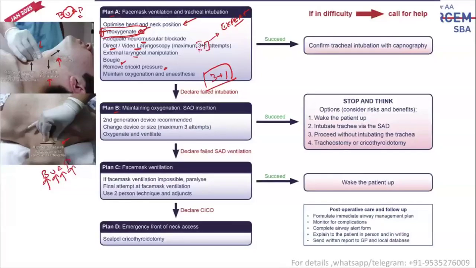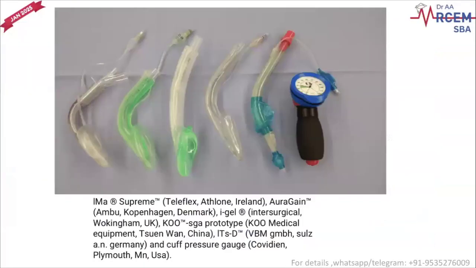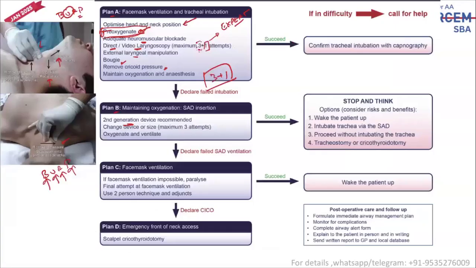In Plan B, it is recommended you use second generation devices. What are the second generation devices? These are the second generation supraglottic airway devices. The preferred one is the middle one, which is known as the i-gel, because it is manufactured in the UK. That's why it is preferred in the UK. It's an excellent second generation supraglottic airway device that you will be using.